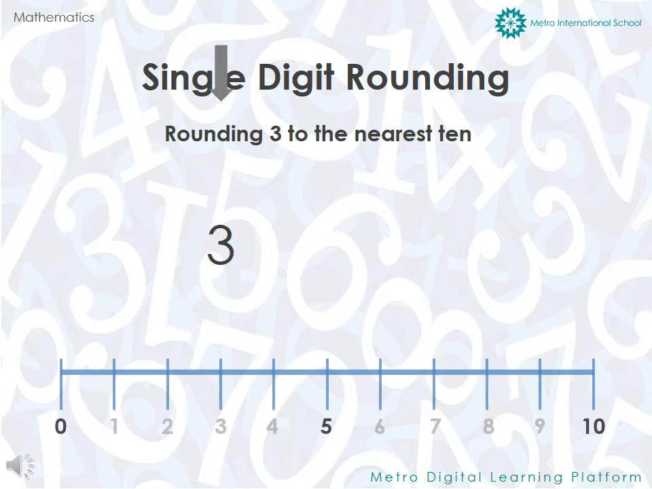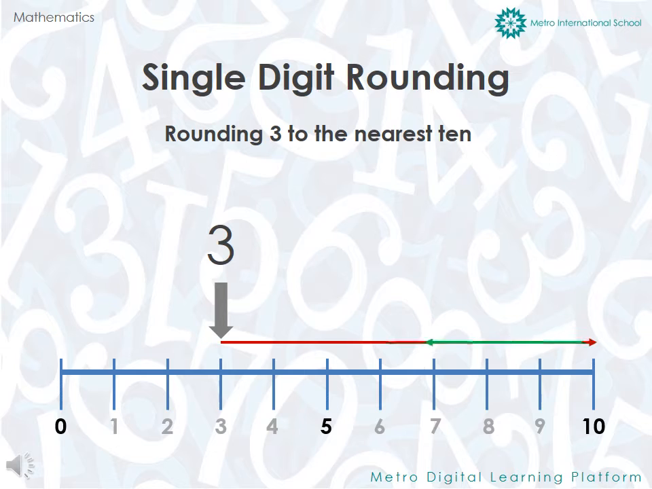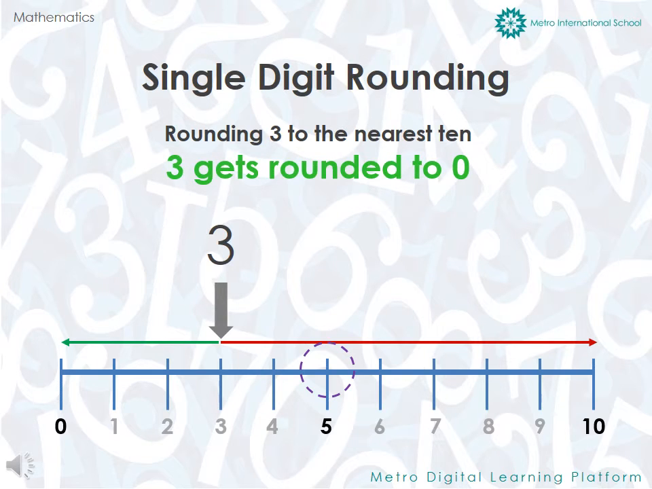Let's take the number 3 on the number line. When rounding to the nearest 10, 3 is in between 0 and 10. Is it closer to 10 or is it closer to 0? Yes, it is closer to 0. We can also see that it is less than 5, and we know that 5 is the halfway mark. So, if you round 3 to the nearest 10, it becomes 0.